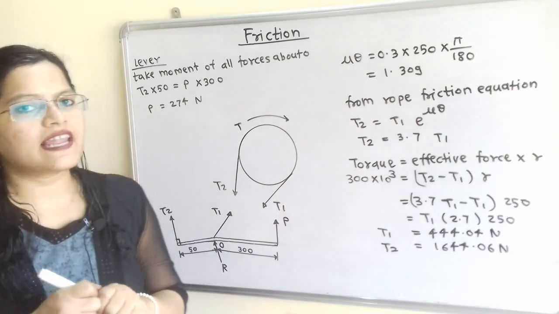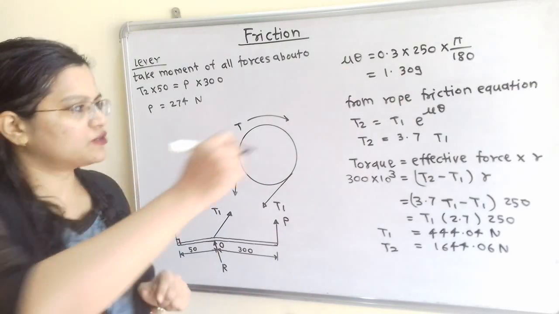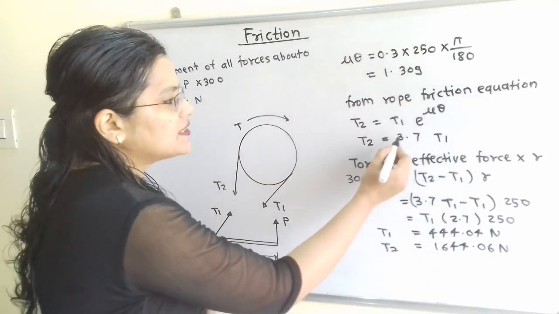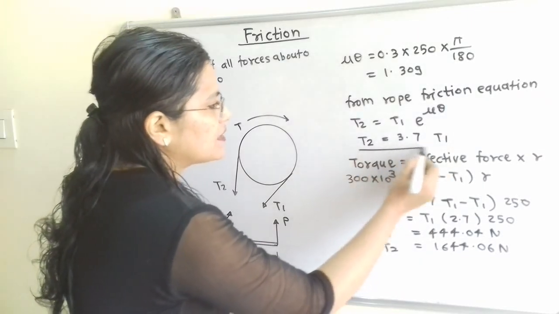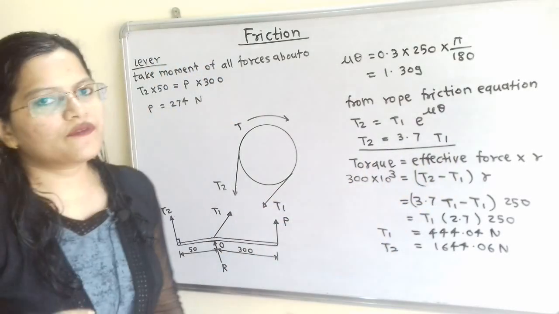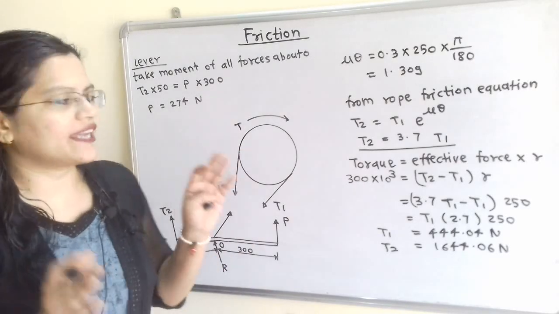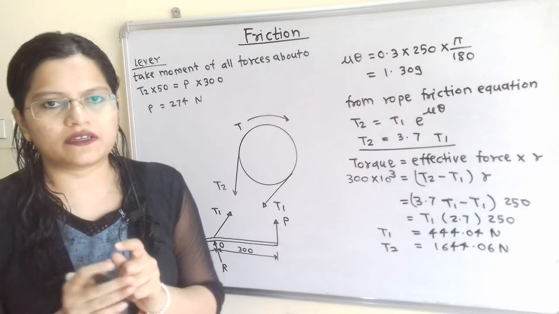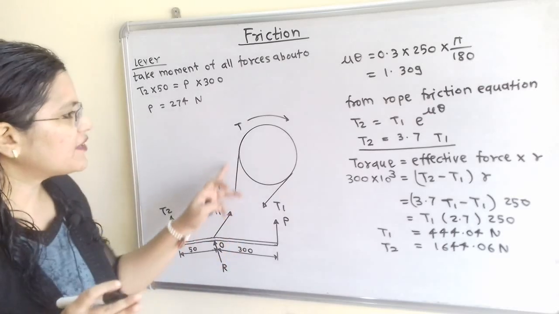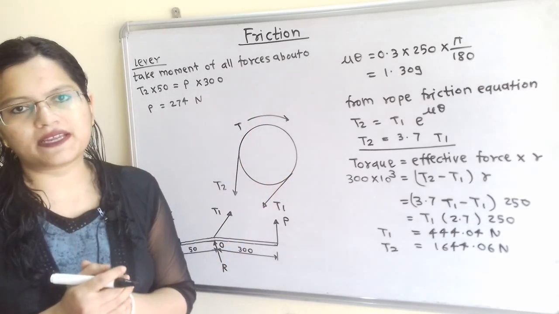Now we will get the relation in between T2 and T1. So I will underline this: T2 is equal to 3.7 T1. Now we will move for the torque. So how we can define this torque, and it is given in Newton meter. So torque is equal to effective force multiplied by radius.